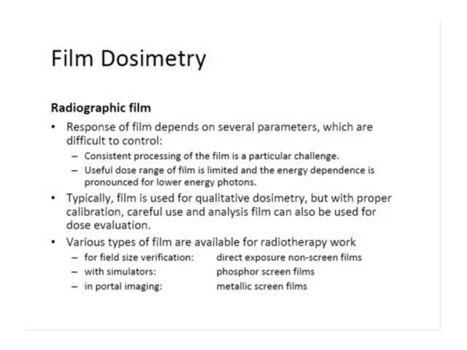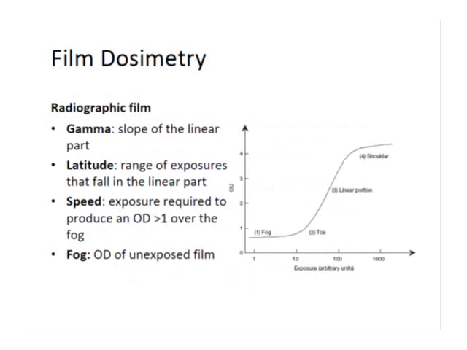And the second thing is the minimum dose required to produce evidence. Second, the film badge dosimeter is mainly used for qualitative studies only, but sometimes with proper calibration and analysis of the film, it can be used for dose evaluation also. Various types of films are available for radiotherapy work, for field size verification, for simulators or in portable imaging. The graph shows a log exposure curve.